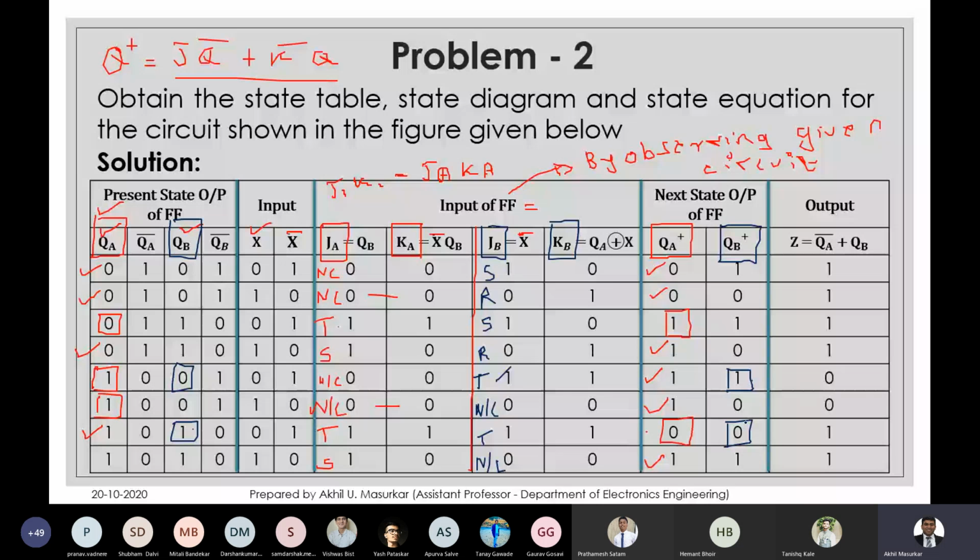So that is why many times we prefer a D flip-flop over JK and T, because we can straight away copy whatever is in DA into QA plus and whatever is in DB into QB plus. But if we use some other flip-flop, then also we can design. It's not that we cannot design, but yes, we have to take some more effort.